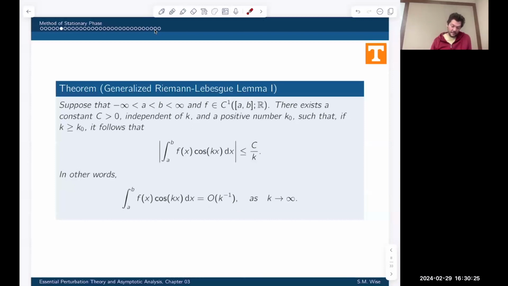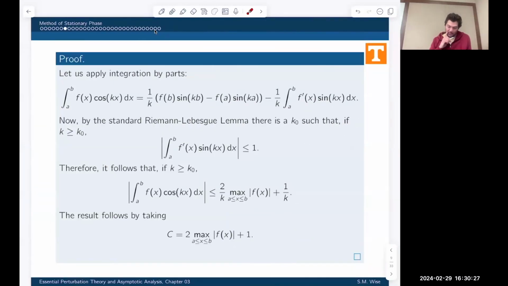Everything's relative. Okay, so how do we prove this one? Again, these are proofs by calculations and by intuition, really. You have to have the right intuition, but the Riemann-Lebesgue lemma comes from the fact that it's a continuous function. Therefore, if I look at it on little intervals, it's looking like a constant function on little tiny intervals, and then I can send k to infinity.